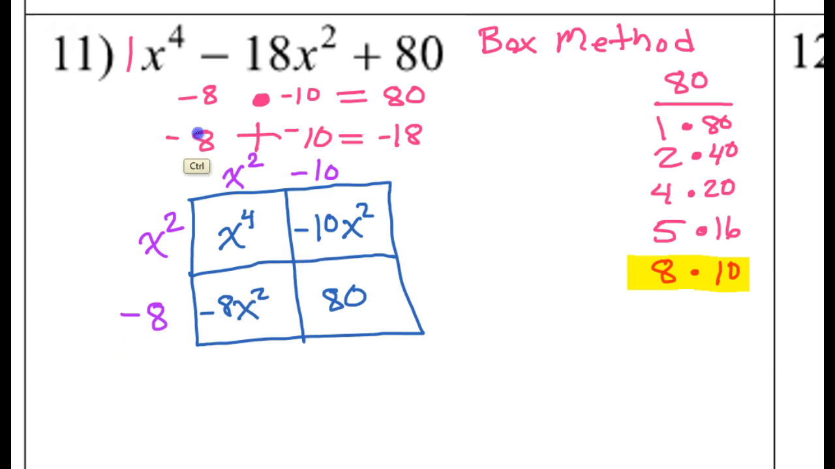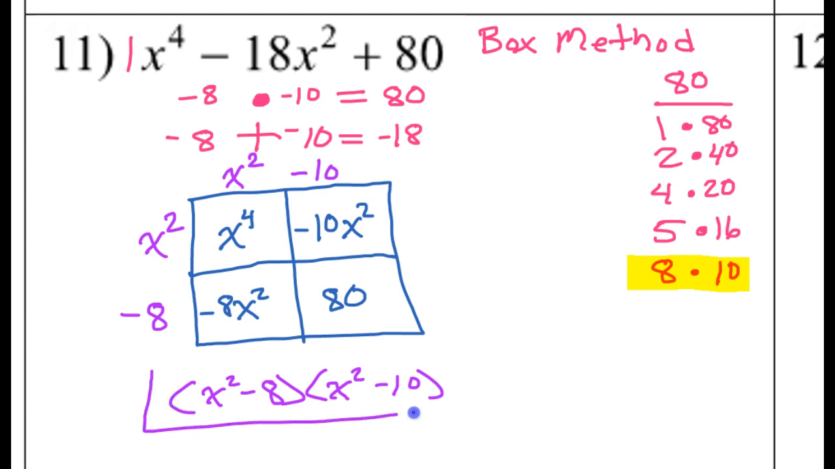So these purple terms will give me a binomial times a binomial. So I'm going to have x squared minus 8, you see that on the left, times x squared minus 10 from the top. Now, before I call this the final answer, I just double check and make sure that neither one of these is the difference of two squares. These are both differences. However, neither 8 nor 10 is a perfect square. So these cannot be factored any further. So this is the final answer.